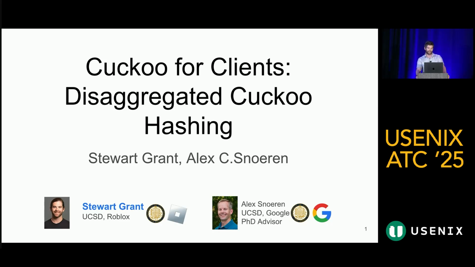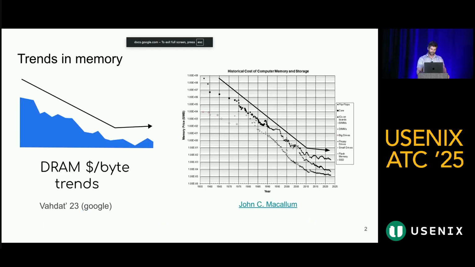This is work that I did during my PhD with my advisor, Alex Snoeren, on disaggregated cuckoo hashing. For anyone that was in this room yesterday listening to Anil's talk, this slide will probably ring a bell. The price per byte of storage has stagnated over the last 15 years, and this has led systems architects to trend towards newer disaggregated architectures.